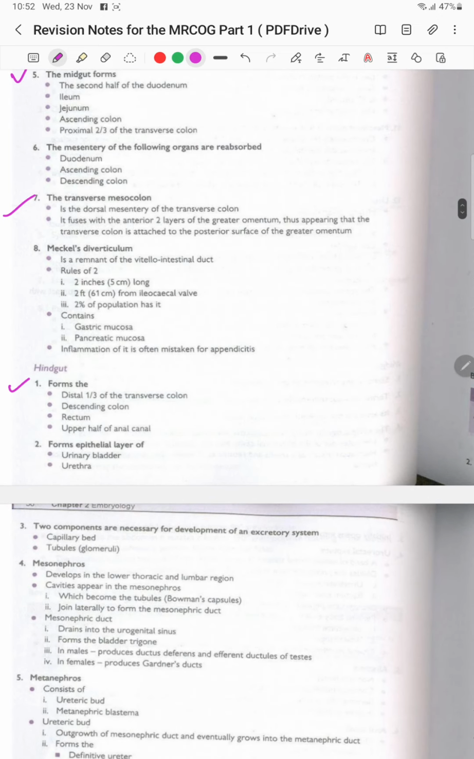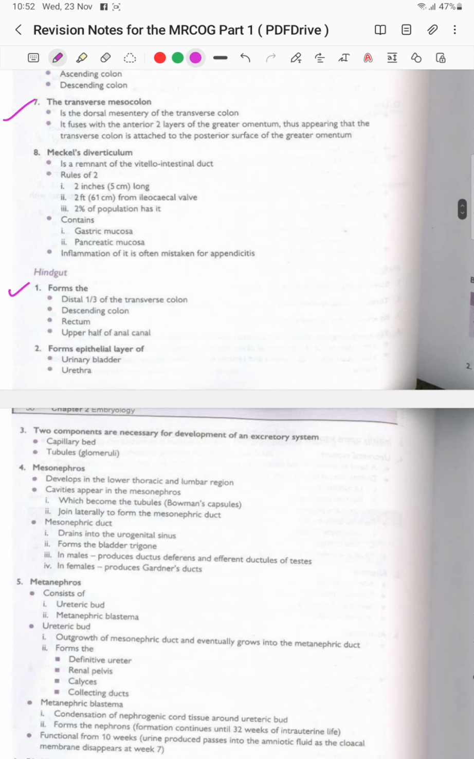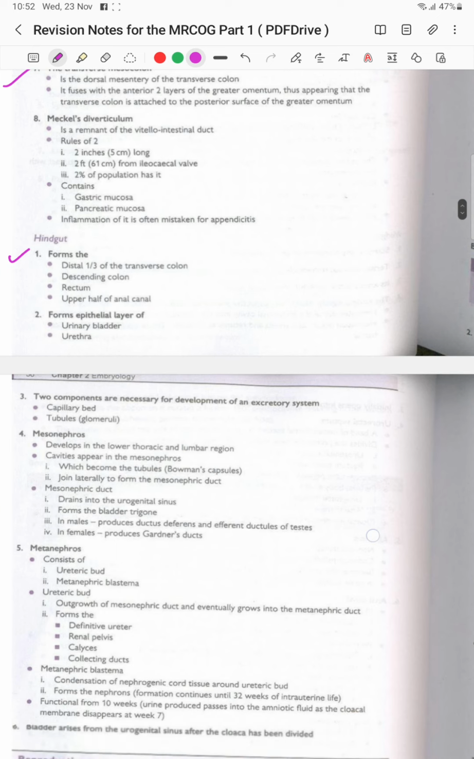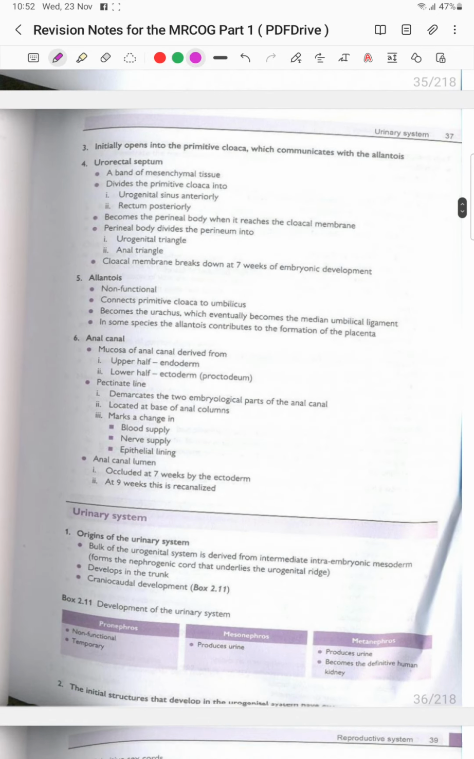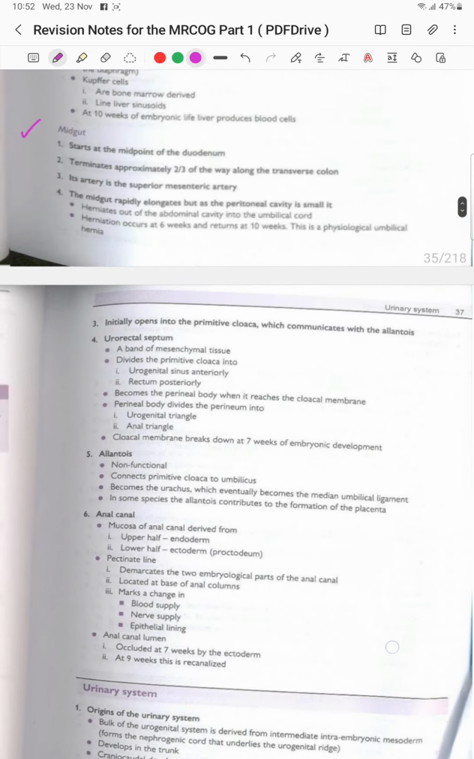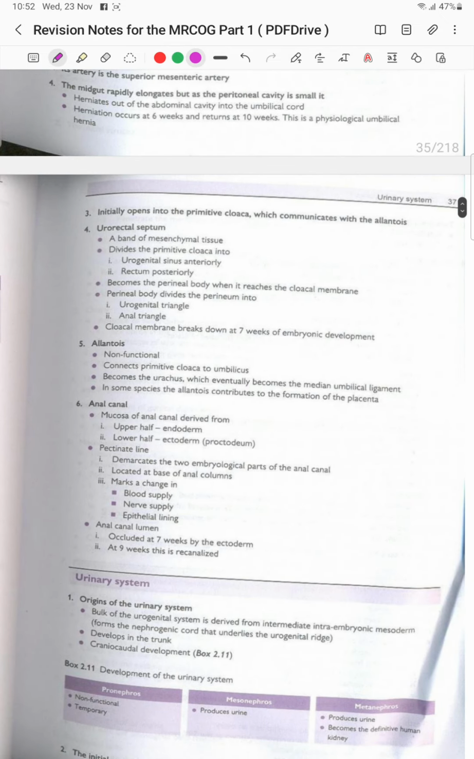The hindgut forms the distal third of the transverse colon, descending colon, rectum, and upper half of the anal canal, and forms the epithelial layer of the urinary bladder and urethra. It initially opens into the primitive cloaca, which communicates with the allantois and the urorectal septum. A band of mesenchymal tissue divides the primitive cloaca into the urogenital sinus anteriorly and rectum posteriorly. It becomes the perineal body when it reaches the cloacal membrane, and the perineal body divides the perineum into the urogenital triangle and the anal triangle.